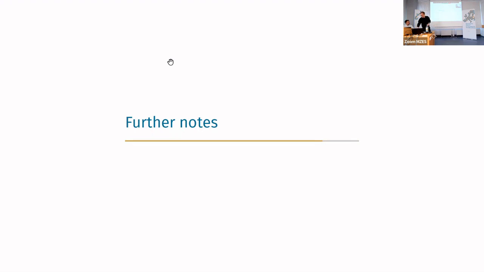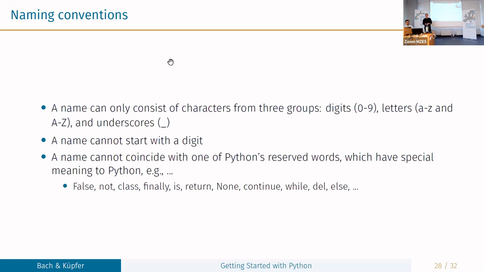Okay. Then, yeah, naming conventions, or naming in general. So just very basic stuff. Naming is a little bit different than you may recall from R. The name can only consist of characters from 3 groups: digits, letters, and underscores. So you can't use dots. I use a lot of dots in my R code. I don't know why it doesn't work in Python. So probably a good idea to just stick with underscores, for example.